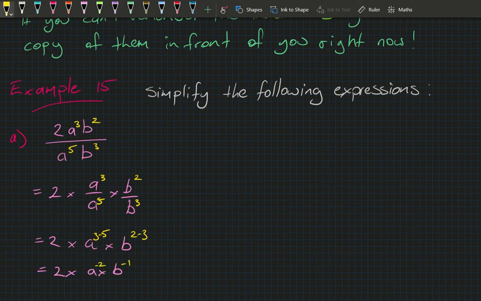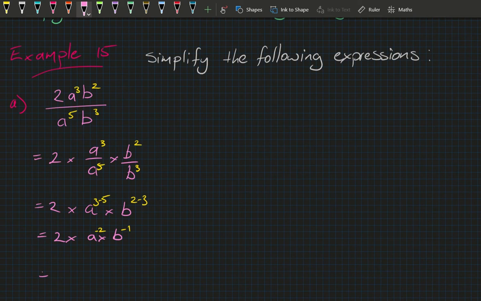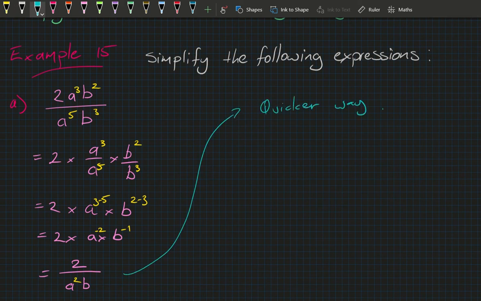And as a and b are raised to negative indices, to make them positive, we need to put them on the denominator. So now we have 2 divided by a squared times b. Because don't forget, b to the 1 is just b, right? Now before I go on to part b, I'm just going to say that there probably was a quicker way of doing that. So let me write out that expression one more time.